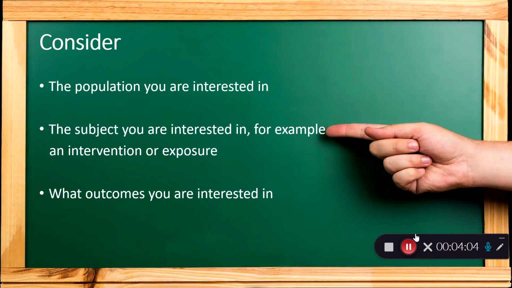Other things to consider are the population you're interested in, so that's who the research is telling you about. Think about the subject that you're interested in, for example, an intervention or an exposure, particularly if you are performing this literature review on a topic in the health sciences. And also consider what outcomes you are interested in. Researchers are always interested in generating new knowledge, potentially changing the way that we do things. So what in the research that you have chosen are those outcomes?